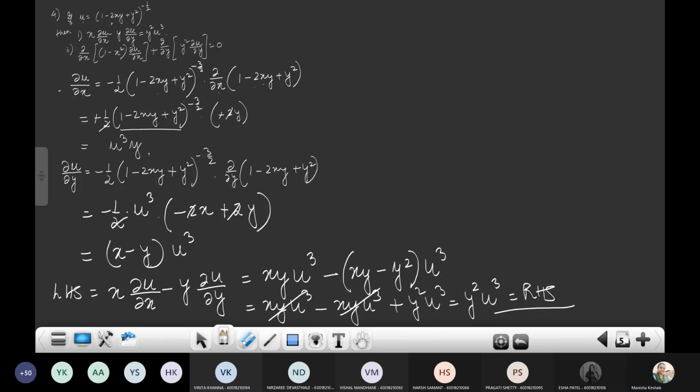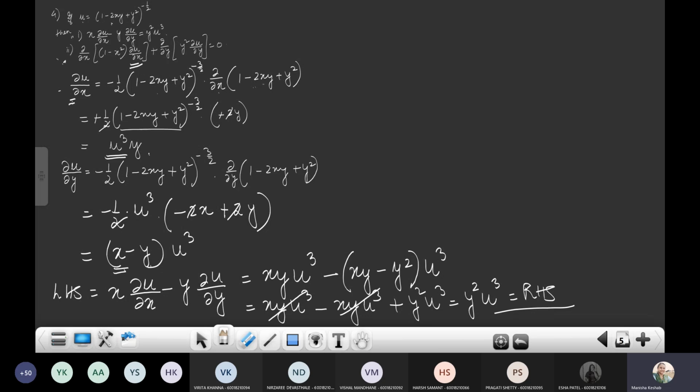Yes, ma'am. Okay. Now let us come to the second. In the second case, we have already evaluated del u del x, so we will not do it again. But if the problem comes where this part is not given directly, and you are supposed to prove this, then anyway you have to find del u del x and del u del y. Here we have already evaluated it, and we will be using this value.